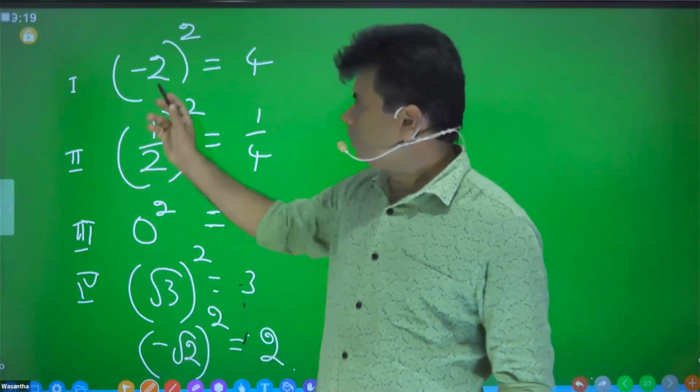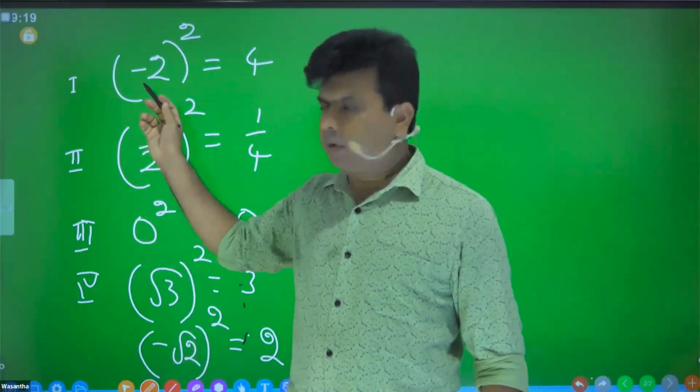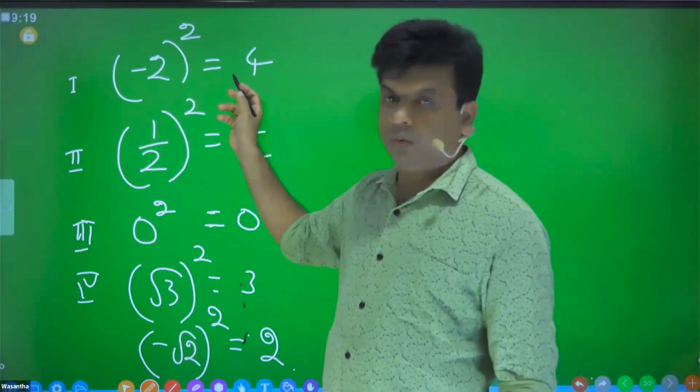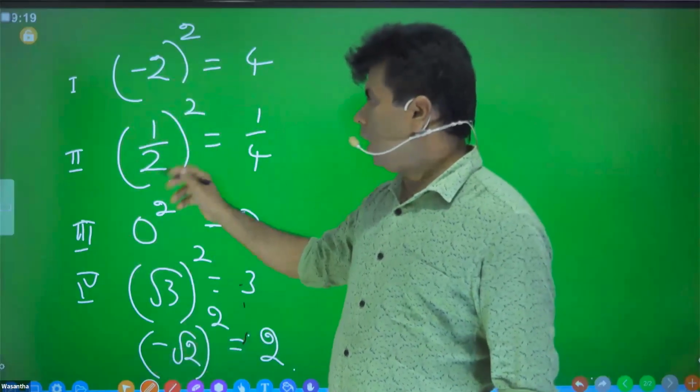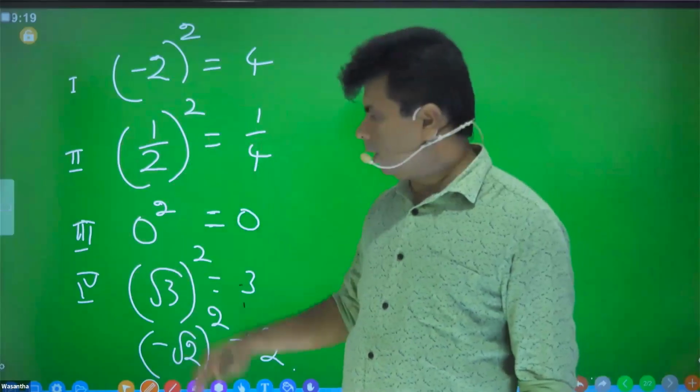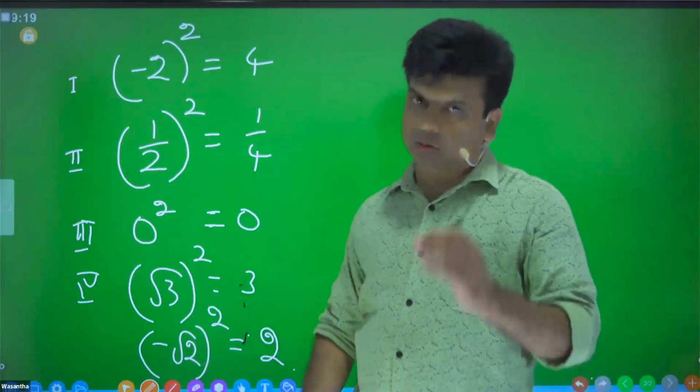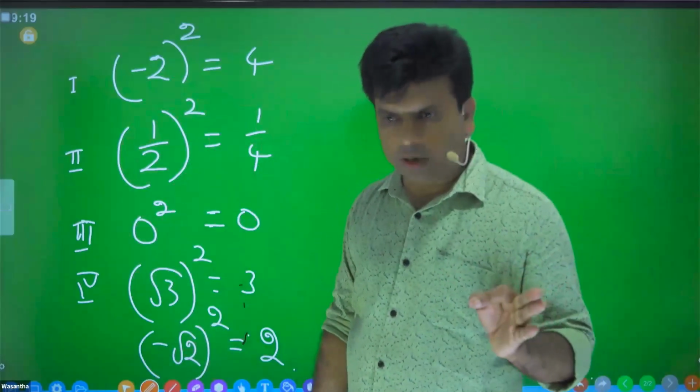Now, what did you see? This is an integer, and its square is positive. Here half squared is 1 over 4, positive. 0 squared is 0, just 0. 0 doesn't have a sign.